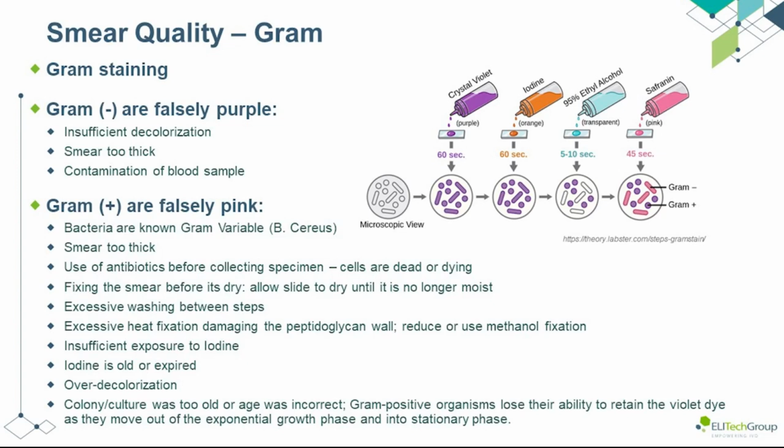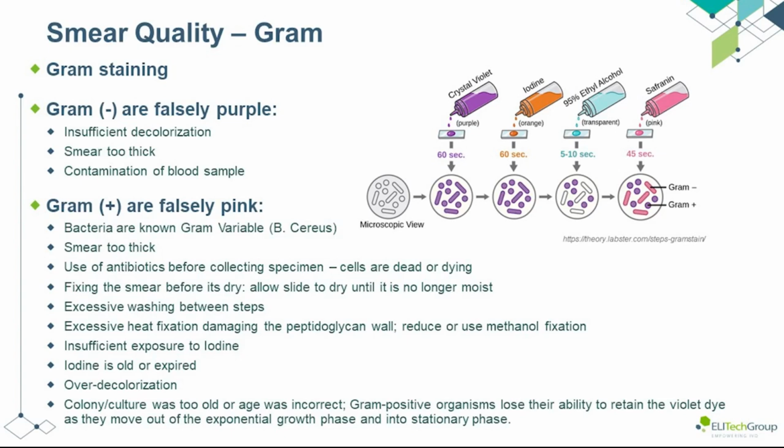The cell wall can also be damaged by excessive heat fixation, although most labs have turned to methanol fixation, which is commonly known as a much better fixative for gram samples. Excessive rinsing between steps can also interfere with the reagent's action, leading to this issue as well. And we have to remember that the mordant is critical to binding the crystal violet into the peptidoglycan cell wall, so ensure enough solution and time is given to the iodine step.